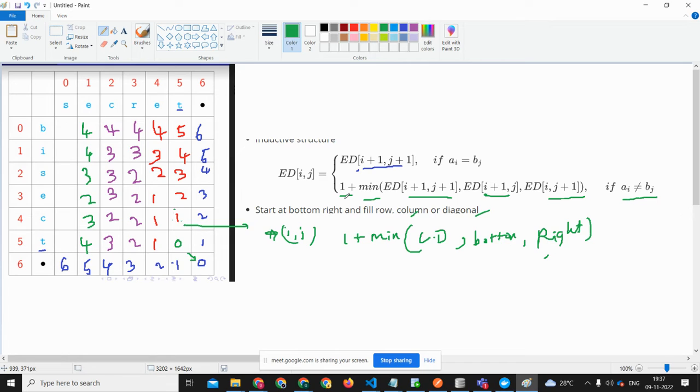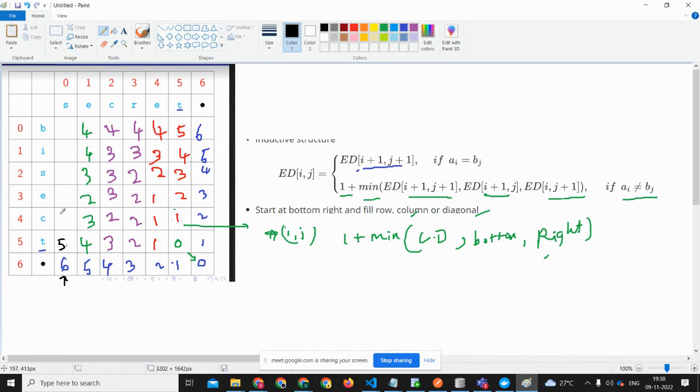So I want you to fill the last column also. I don't want to ask someone else to do it. Can you fill up the next one also, please? Yes, T and S are not same. So minimum of 3, 0 plus 1, 1. How come 1 here? This is 6, 5, 4. So 4 plus 1, 5. Good.